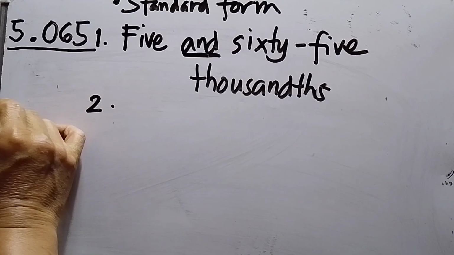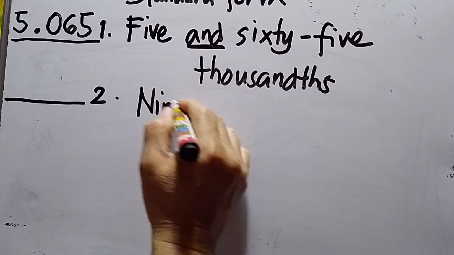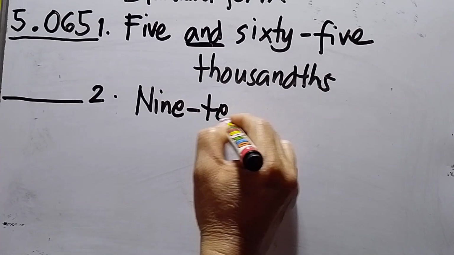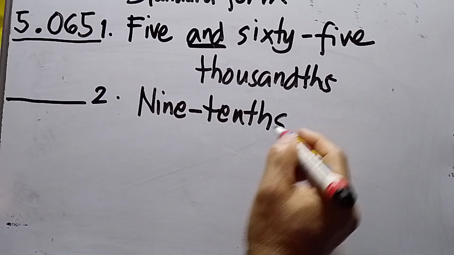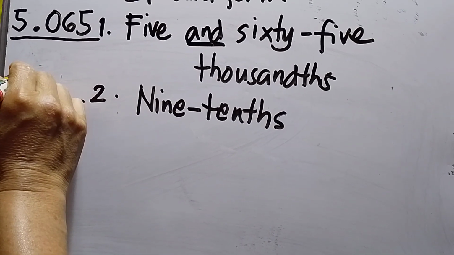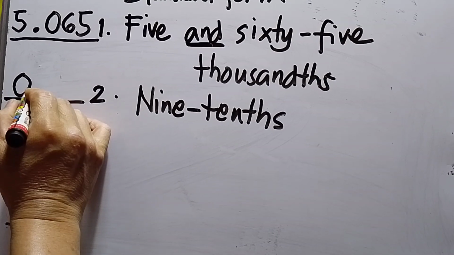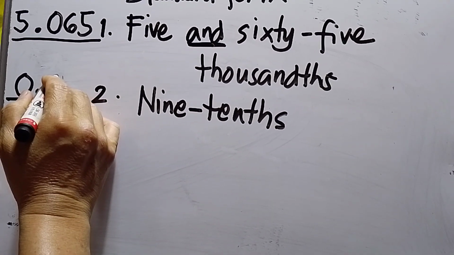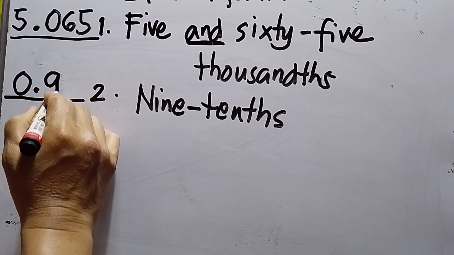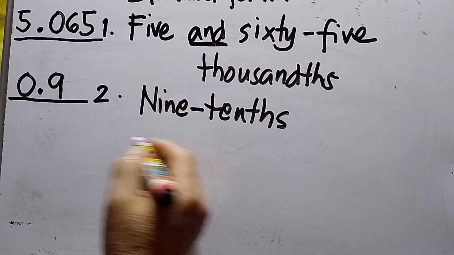Now let's go to number 2. Number 2 is 9 tenths. The first digit in the decimal is the tenths place. For proper writing of a decimal, we should write 0 and then the dot. So I have 0.9, or 9 tenths.